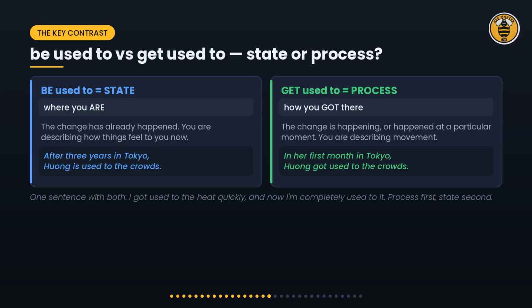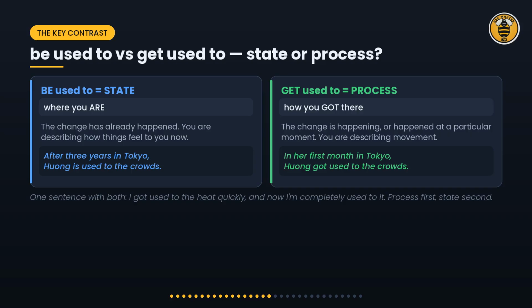This is the contrast that matters most, so let's slow down. Be used to is a state, it tells us where you are. The change has already happened, and you are describing how things feel now. After 3 years in Tokyo, Hyun is used to the crowds.